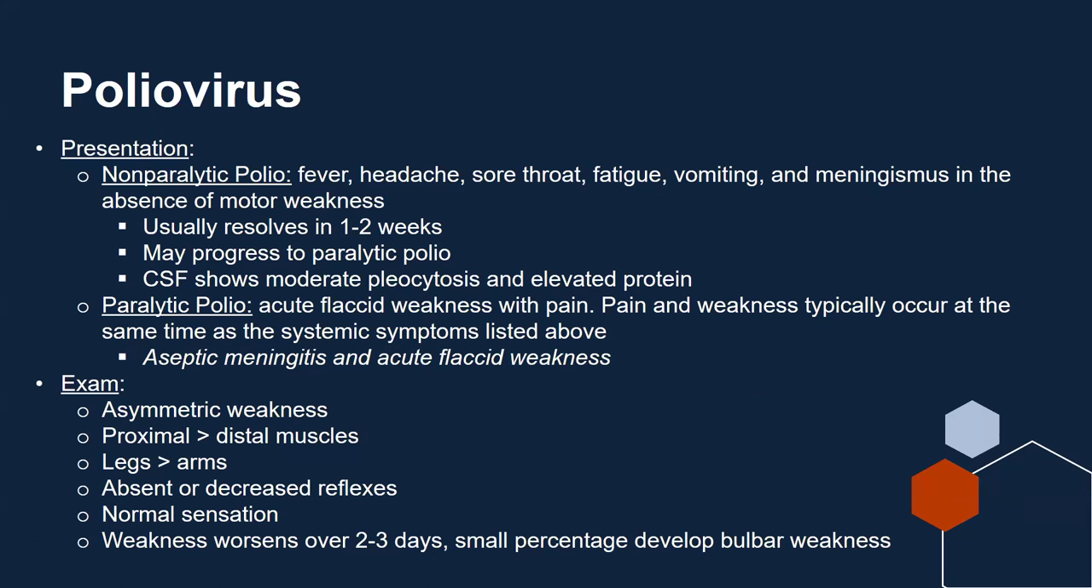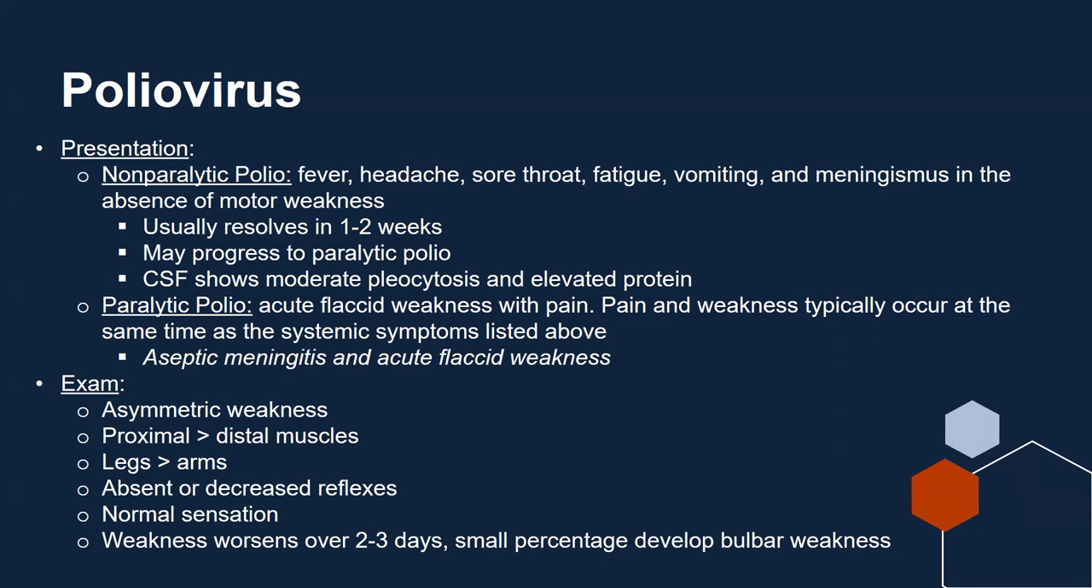Polio can cause either non-paralytic polio or paralytic polio disease. Prior to either of these diseases, patients typically have fever, headaches, sore throat, and fatigue. But non-paralytic polio is a severe polio illness that lacks the motor weakness that we typically see in paralytic polio. These patients have fever and headache, but can also have vomiting and meningismus. If an LP is performed, the CSF will typically show moderate pleocytosis and elevated protein. This disease can be self-limited and resolved within a couple of weeks, but it can also progress to paralytic polio.